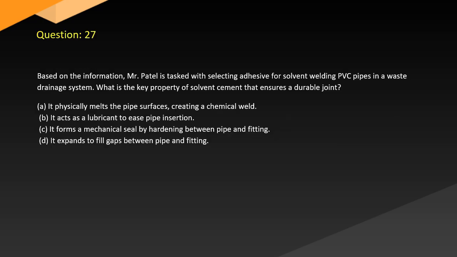Question 27. Based on the information, Mr. Patel is tasked with selecting adhesive for solvent welding PVC pipes in a waste drainage system. What is the key property of solvent cement that ensures a durable joint? A. It physically melts the pipe surfaces, creating a chemical weld. B. It acts as a lubricant to ease pipe insertion. C. It forms a mechanical seal by hardening between pipe and fitting. D. It expands to fill gaps between pipe and fitting.